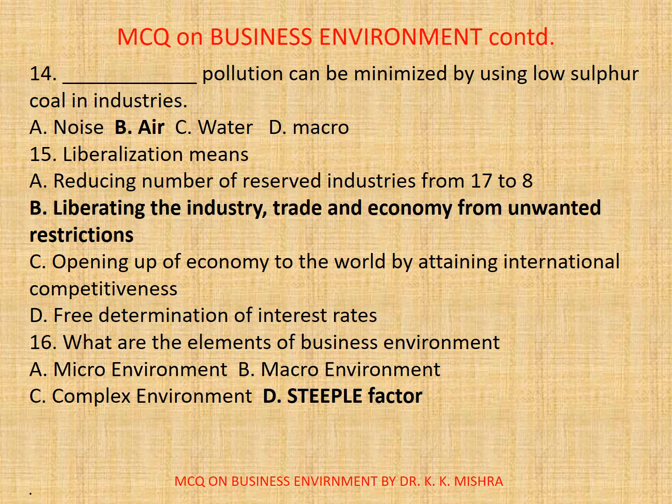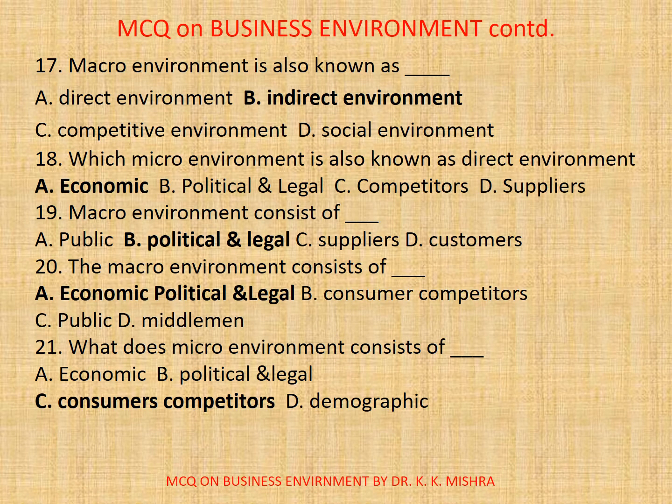Question number 16. What are the elements of business environment? So here in short correct option is D. STEEPLE factor. 17. Micro environment is also known as correct option is B. Indirect environment. 18. Which micro environment is also known as direct environment? So the correct option is A. Economic. 19. Micro environment consists of A. Political. Correct option is B. Political and legal. 20. The micro environment consists of here correct option is A.